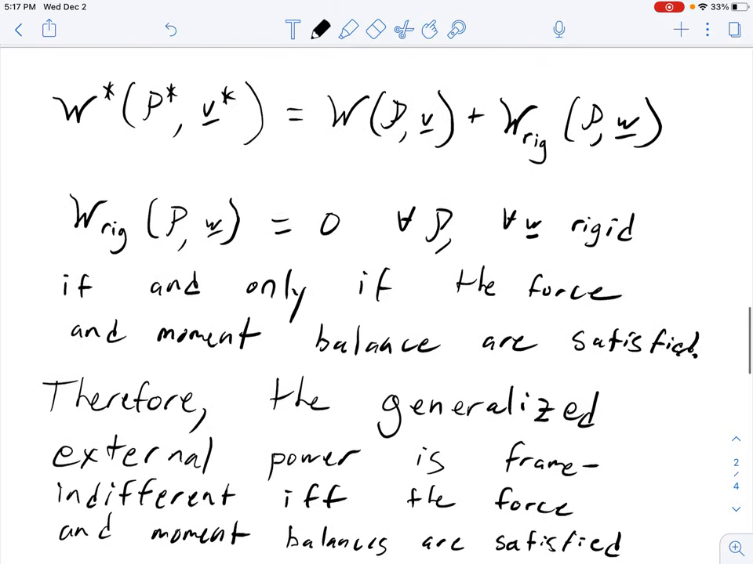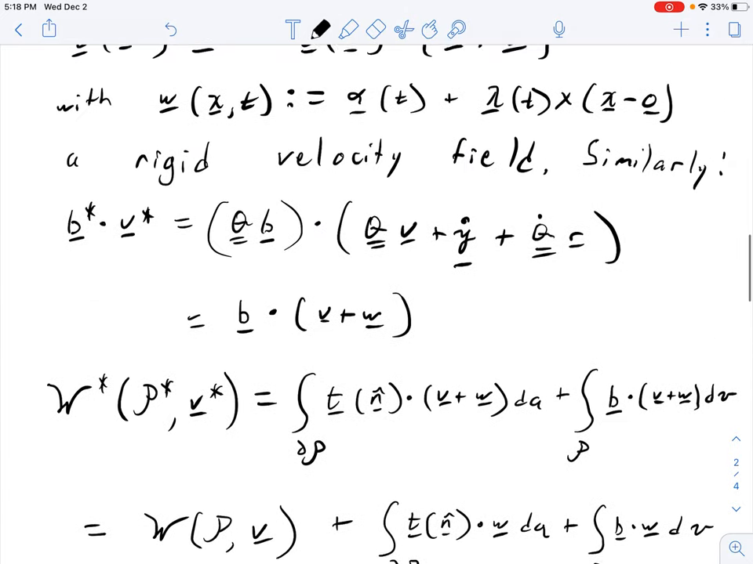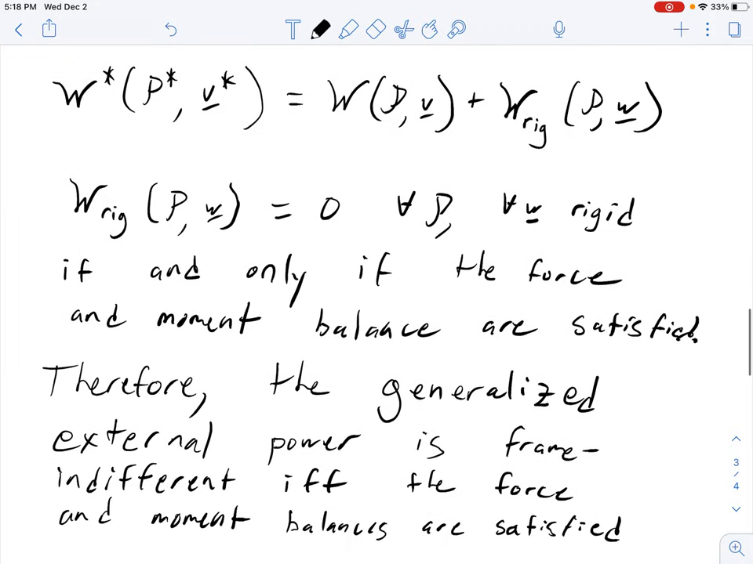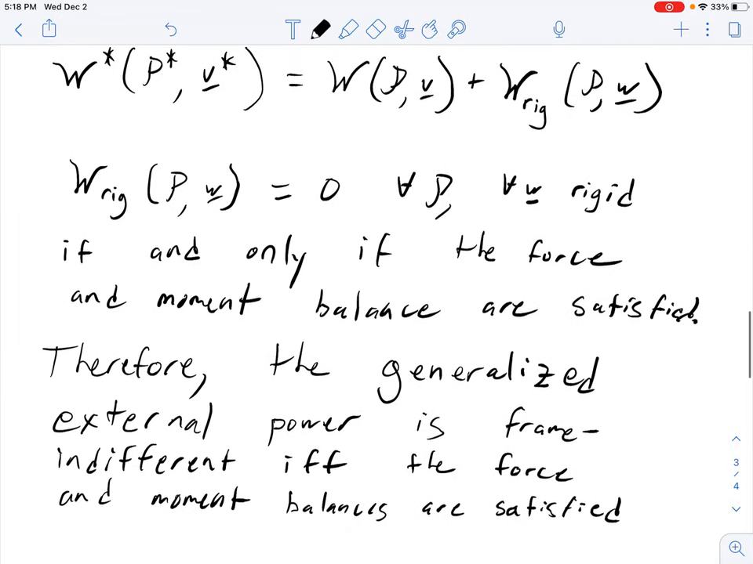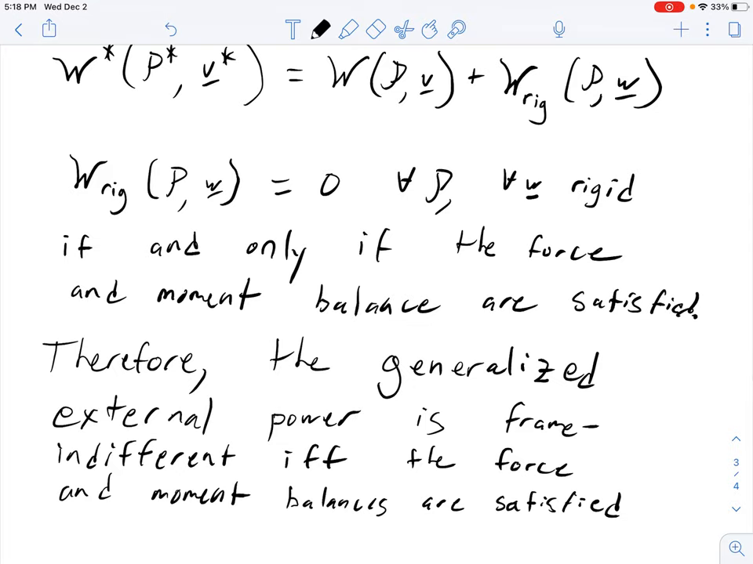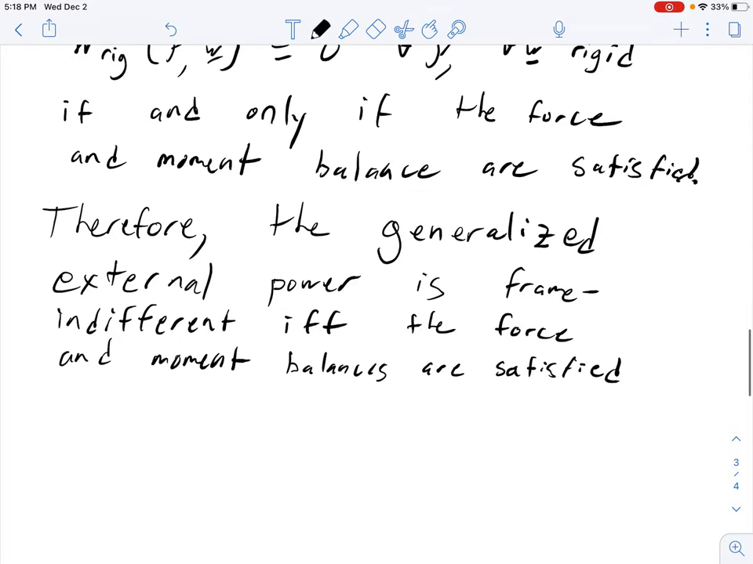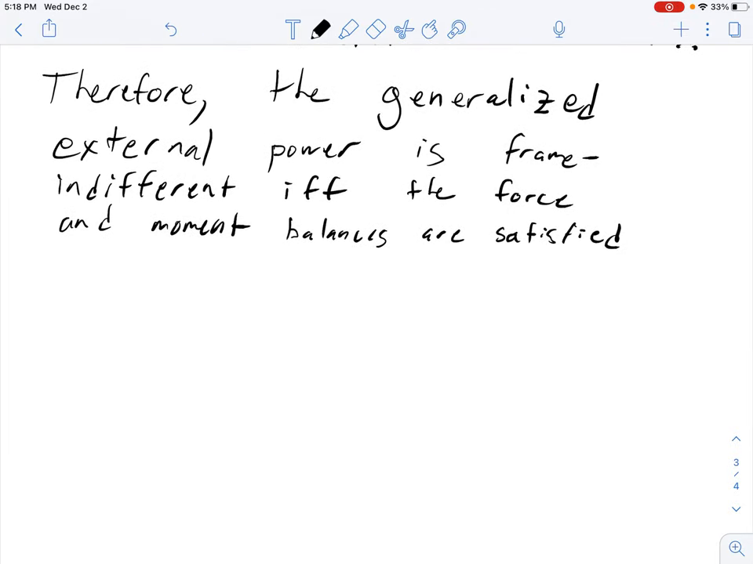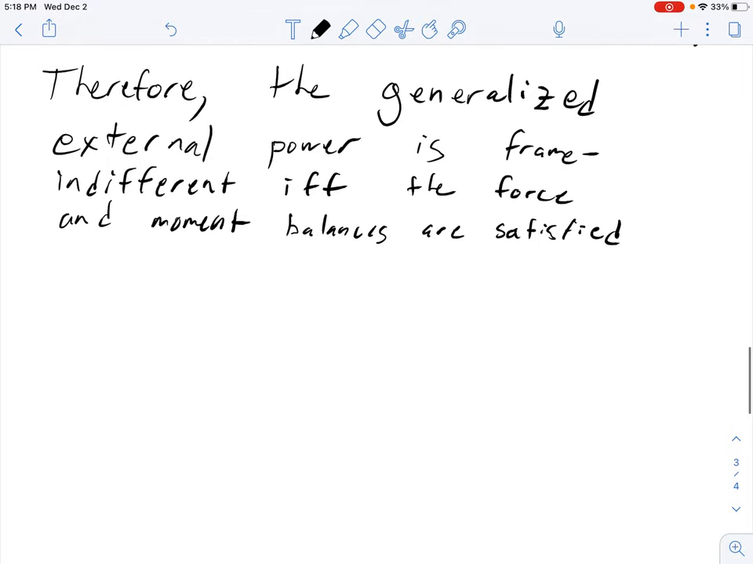Now we're going to do something similar, but instead of looking at the generalized external power in terms of the actual velocity field, we'll look at the generalized external power expended by any velocity field, a virtual velocity field. It's like a pretend one. You might call it a variation in the velocity. And so that is really a form of a variational method or a weak solution. And it turns out to be quite useful.